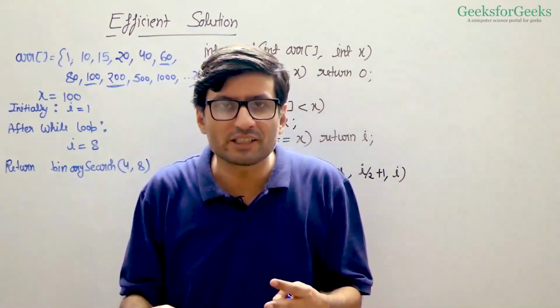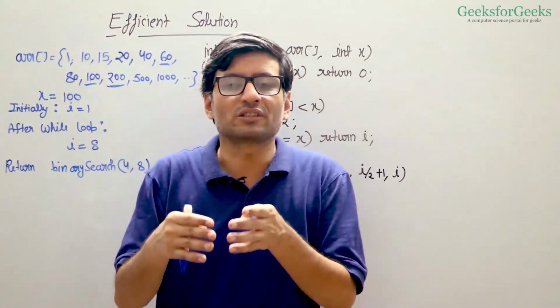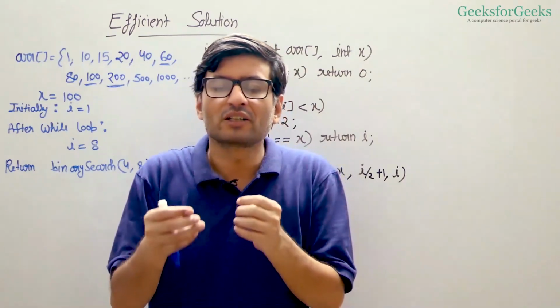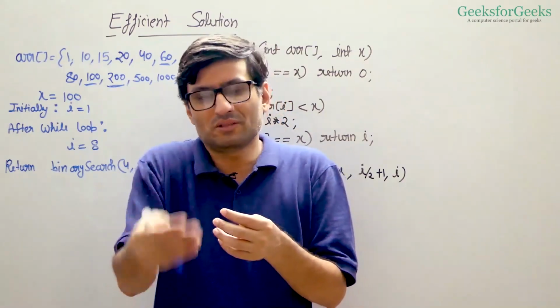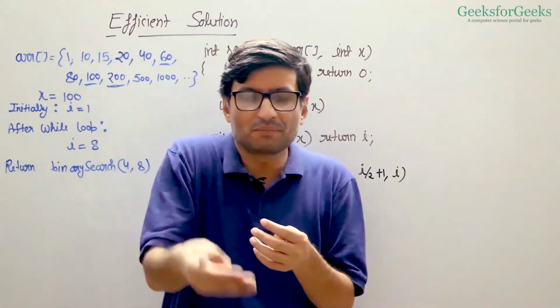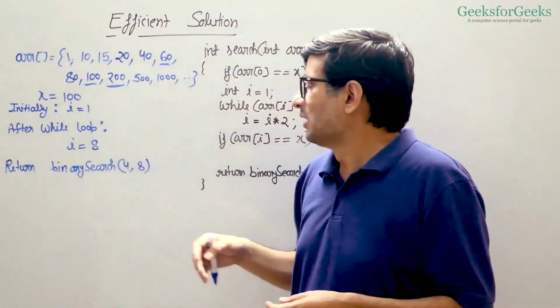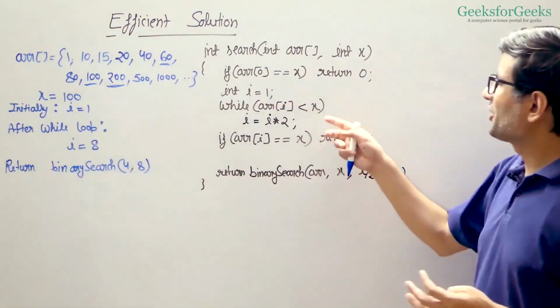So this is the idea. You double the indexes, you find an element which is either equal or greater. If you find an element which is greater, then you do binary search between half of the current value of that index and the current index.